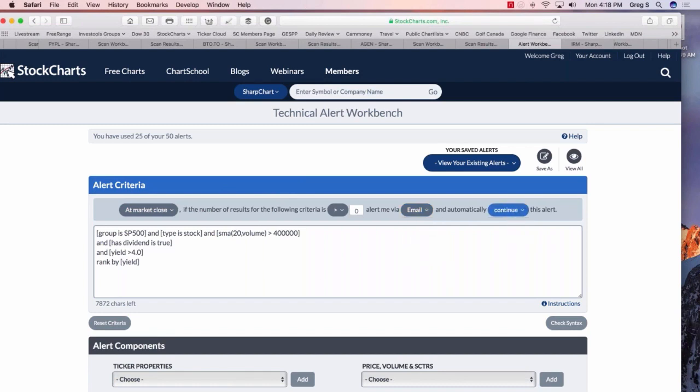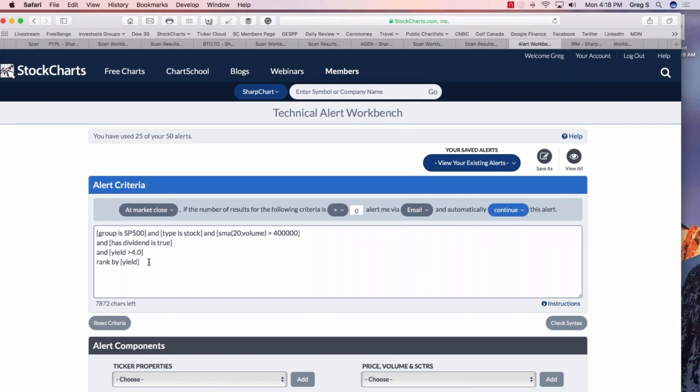We want to say run this every day. So in this particular case, after the market closes, it's going to scan for all of the stocks that have this condition, and then it's going to alert me via email and automatically continue this.